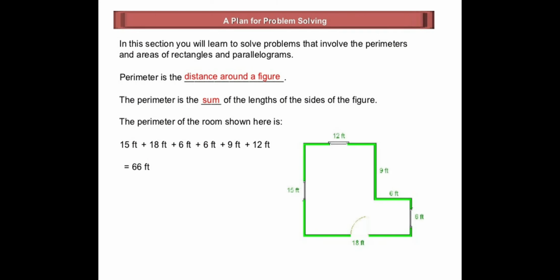Now in this section, you will learn to solve problems that involve the perimeters and areas of rectangles and parallelograms. Again, here the perimeter is the distance around a figure. The perimeter is the sum of the lengths of the sides of the figure. So therefore, the perimeter of the room shown here is, we just add up all the sides and we'll end up with 66 feet. That's the perimeter of this shape.